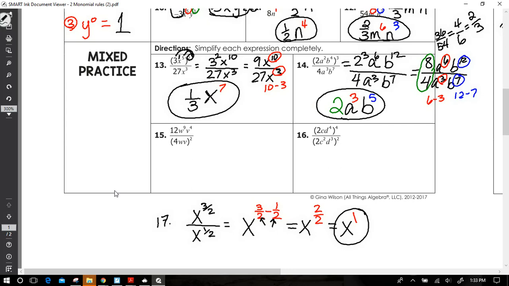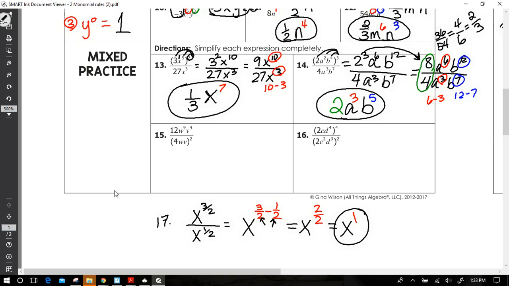All right, welcome back. I've completed example number 14. So I began by distributing my exponent of 3 to all the bases inside the parentheses. So I ended up with 2 cubed, a to the 6th, b to the 12th. And then to go from here to here, all I did was simplify 2 cubed.